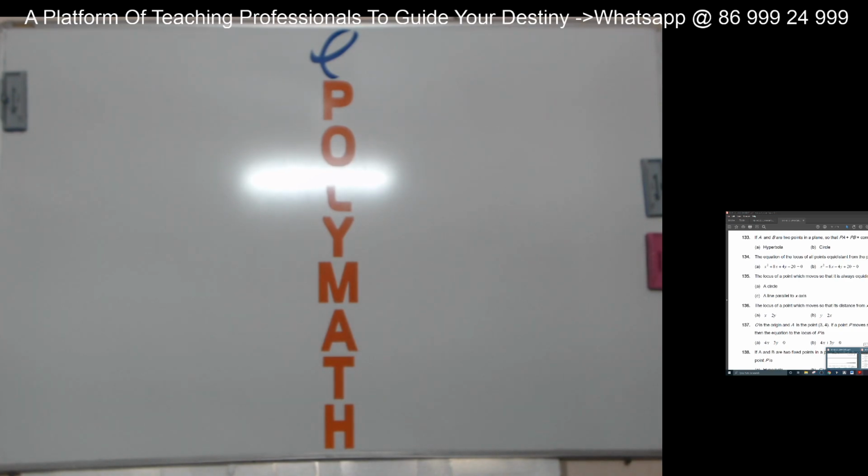Locus of a point which moves so that the distance from x-axis is double of its distance from y-axis. What is the distance of the point P x y?